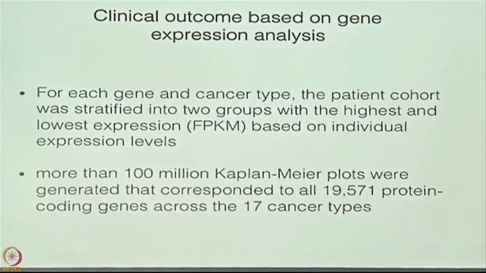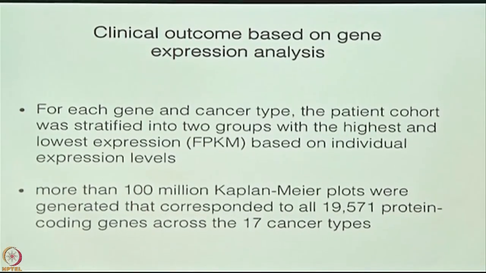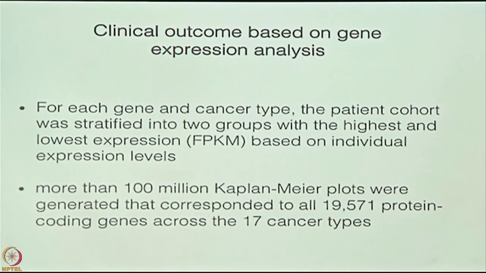We stratified the RNA-seq data in each patient into those expressing the highest and those expressing the lowest, and correlated that with the outcome. So the basic point was to see if this is the highest and the patient is doing badly, then that's not a good gene. That's finally what we wanted to say. And for this exercise, there were more than 100 million Kaplan-Meier plots that were generated. I don't think anybody saw all of them. It was just the machines.